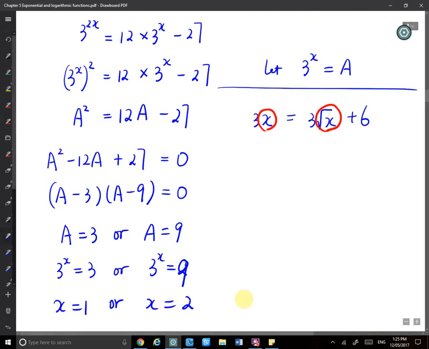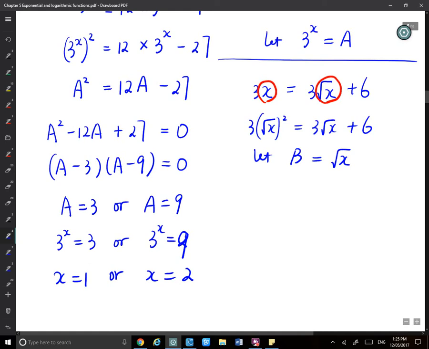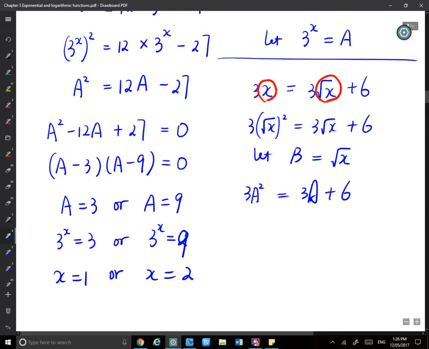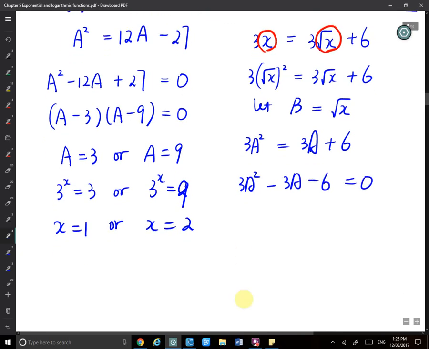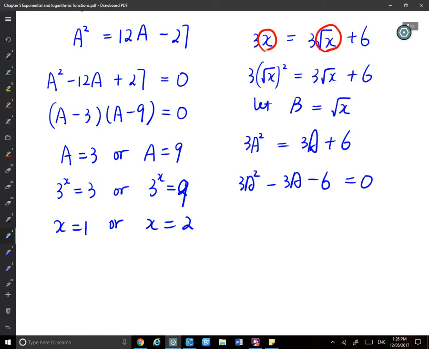Therefore, what I can say is 3 root x to the power of 2 equals 3 root x plus 6. Let A be square root x. So 3A squared equals 3A plus 6. Then 3A squared minus 3A minus 6 equals 0. It's a quadratic. I can solve quadratics easily.